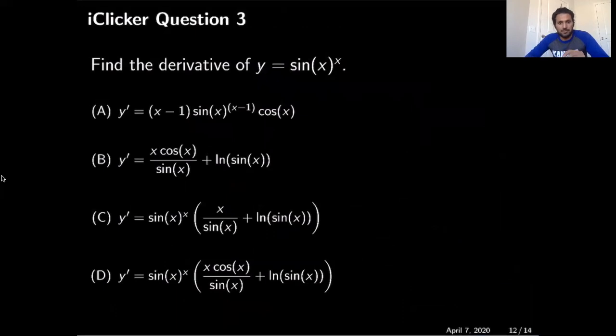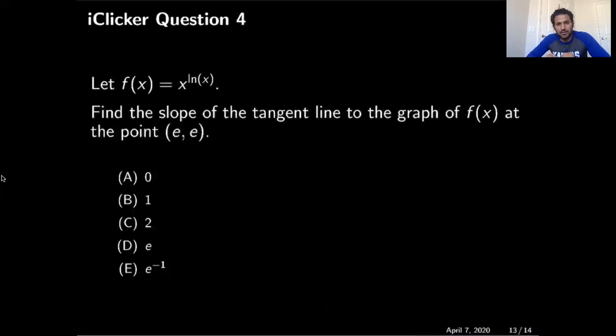Next, I have a clicker problem. This is clicker problem number 3: find the derivative of the function y equals sine x to the power x. Once you finish the problem, you can submit your answer in the link above. And there is another problem to master this concept, quiz problem number 4, where you have to calculate the derivative of x to the power natural log of x, and from this derivative you will calculate the slope of the tangent line at the point e comma e. If you have any question, please let me know.